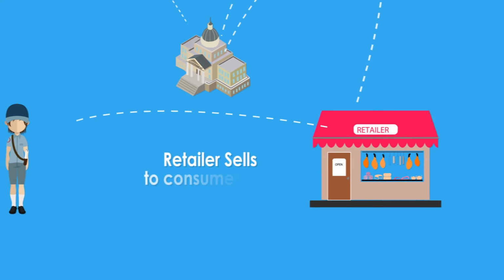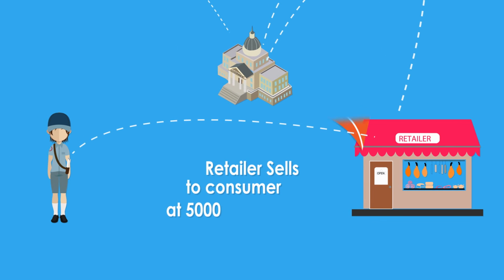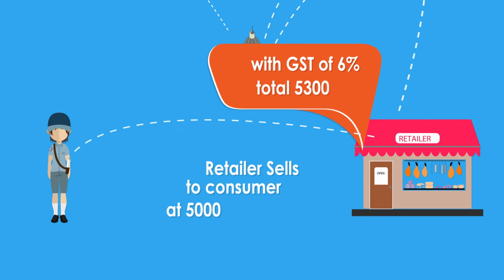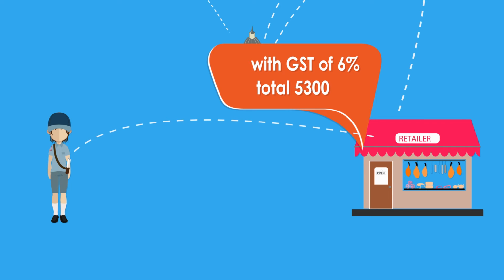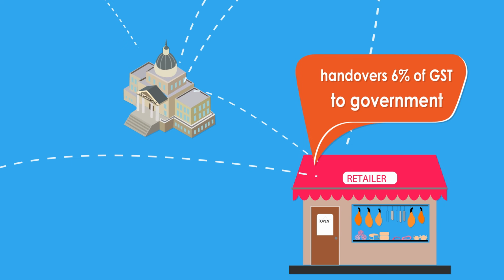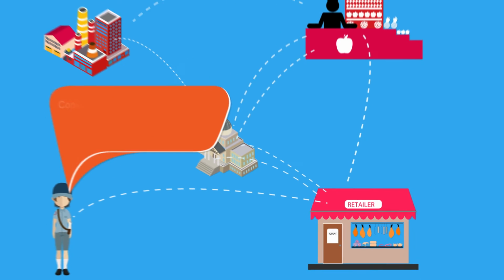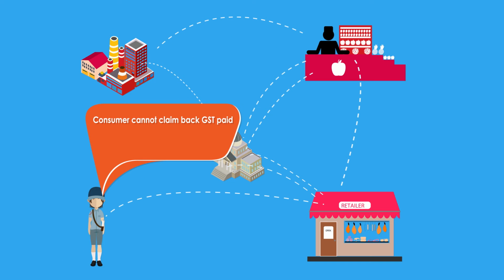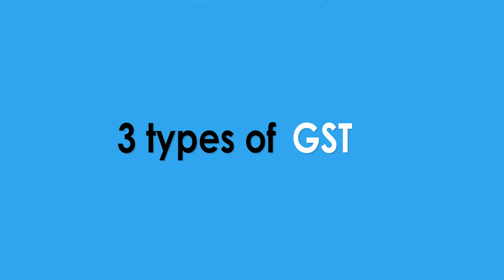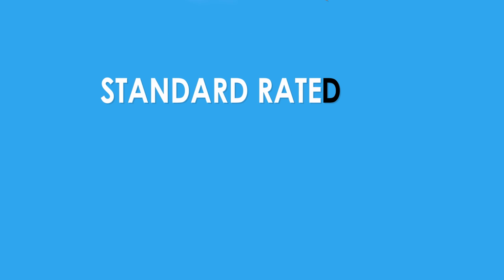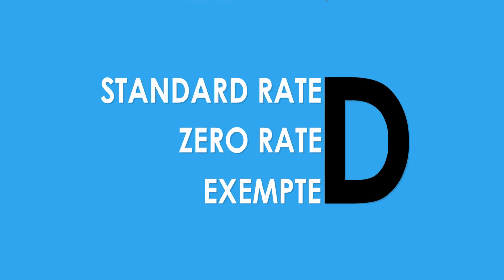Retailer sells to consumer at a price of 5,000 with GST tax of 6%. The total selling price inclusive of tax is 5,300. Retailer hands over the GST collected to the government. Retailer claims back the GST paid to the wholesaler. Consumer cannot claim back the GST paid. Consumer bears the final GST. There are three types of GST: standard rated, zero rated, exempted.